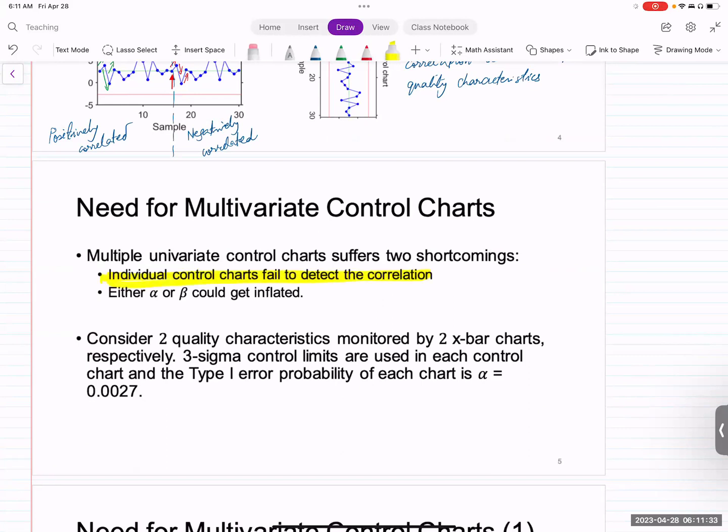But there's one more challenge with using multiple univariate control charts. And that challenge is that either your type 1 error, which is alpha, or type 2 error, which is beta, could get inflated. Let's try to understand what this idea of inflation means.